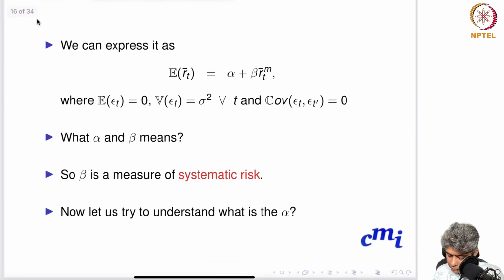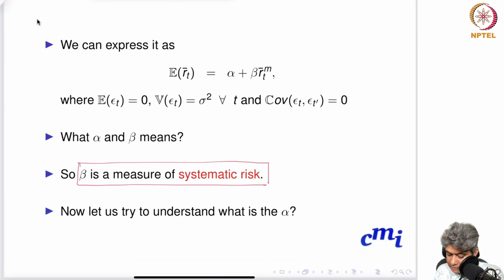So beta is a measure of systematic risk. Beta is the measure of systematic risk.